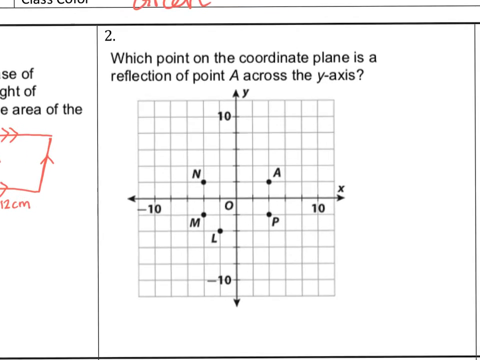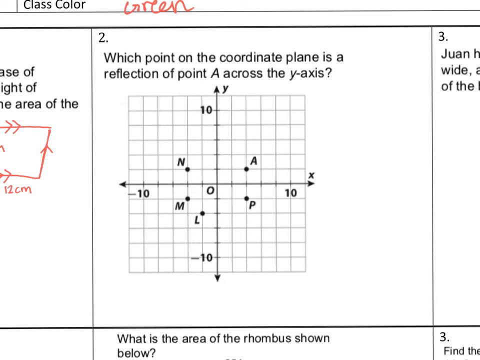Number 2 says, which point on the coordinate plane is a reflection of the point A across the y-axis? So I know this seems a little foreign, but the key word right here is reflection. So it's kind of like a mirror, and it's telling you in what terms it wants you to look at it. So the y-axis is right here. We're looking at point A, which is right here. If we're reflecting it, it's like if you were folding the axis in half by the y-axis. So if we were to grab this paper and physically fold it, where would A be reflected upon the y-axis? It looks like it would be at point N.